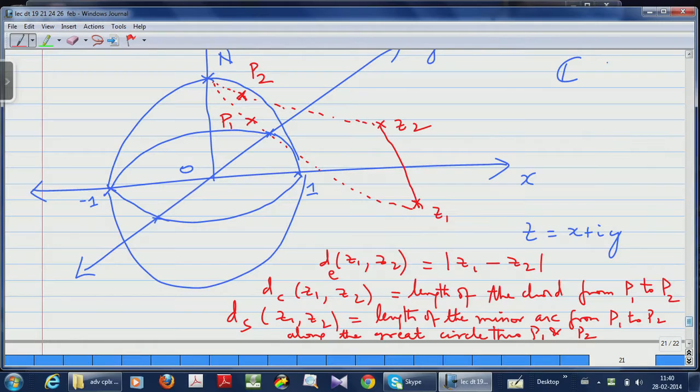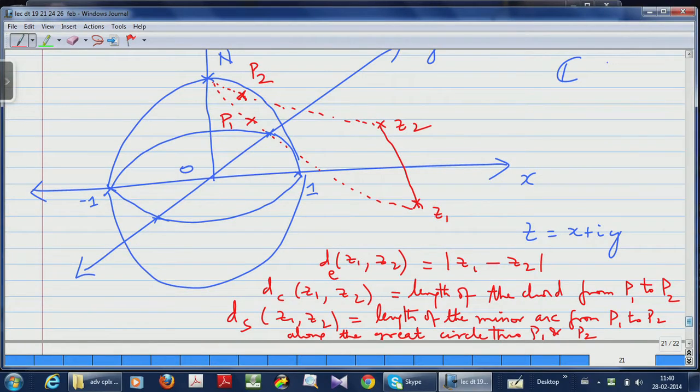So the great circles are the geodesics. The minor arcs of the great circles are the geodesics for points on the sphere. So now I have all these three metrics. The beautiful thing is that these three metrics give you metrics not only on the complex plane, but also on the extended plane.